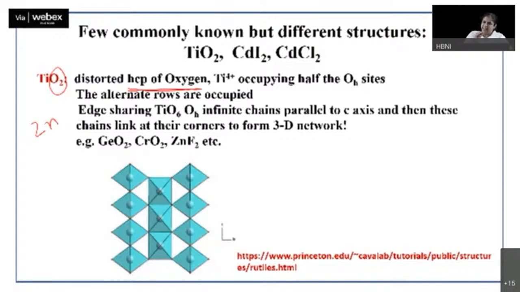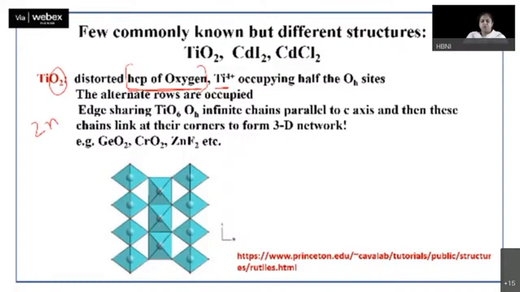So exactly this is the structure. It is a distorted HCP of oxygen wherein your titanium occupies half the octahedral sites. But how are those half occupied? That makes it different. Suppose you have the layer AB. In between you have layers of octahedral holes. Suppose this is one layer of octahedral holes. In this only alternate rows are occupied. That means if this particular octahedral void is occupied, the one adjacent to it will not be occupied. The other one would be occupied and then this one would not be occupied.